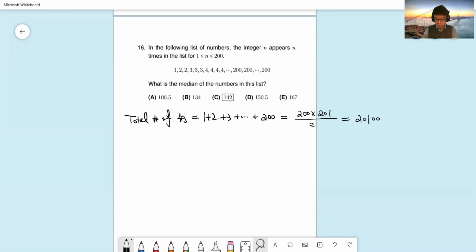So the middle place, on the left we have half, on the right we have half the numbers. So we find half of 20100, and this divided by 2 is 10050. So we need to find, suppose the median is n. That means if we add 1, 2, 3 up to n, this should be larger than or equal to this number.